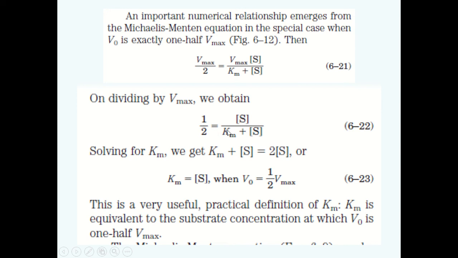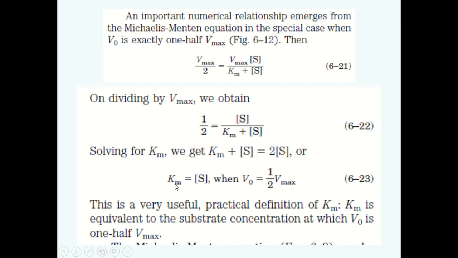Now we cross multiply this, so that becomes Km plus S equals 2S. We further simplify it by subtracting S on both sides, and therefore we get Km equals S. So now we have another way to describe Km: Km is equal to the substrate concentration when the enzyme catalyzes the reaction at half of the maximum rate of reaction, at half of the maximum velocity. This is a more practical and appropriate representation of Km.